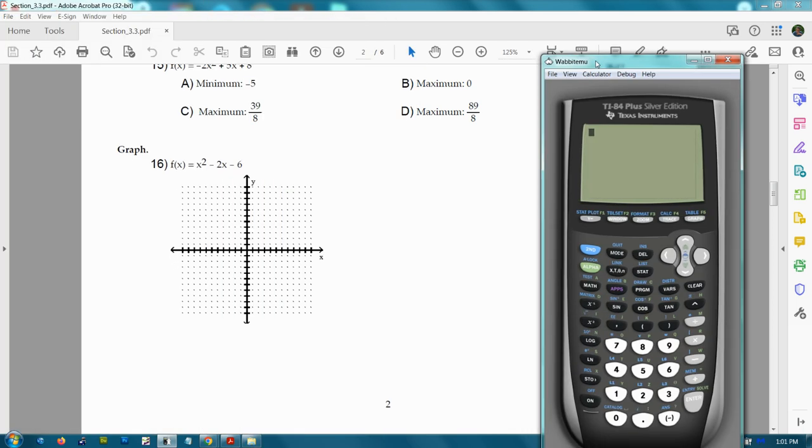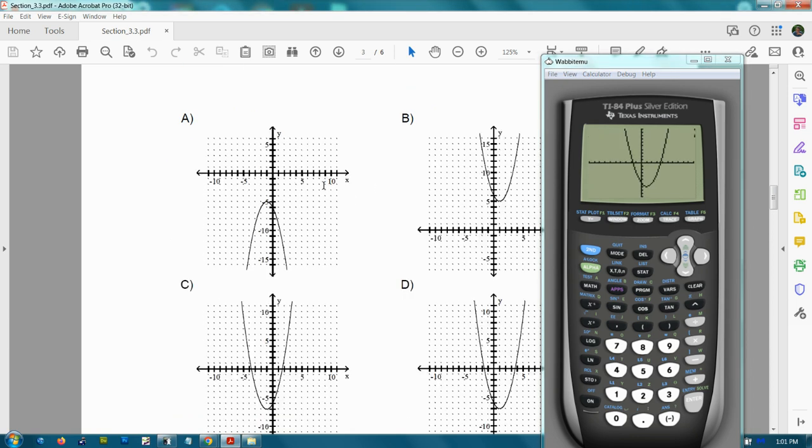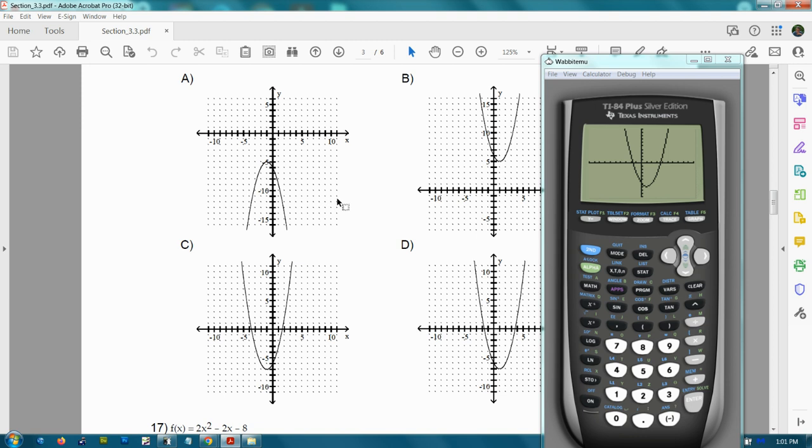So starting out here, I got y equal to x squared minus 2x minus 6 and hitting graph. I try to match that up with what I see, and obviously this guy here is letter D. There's nothing else that even looks like letter D from what we've got here. So letter D.